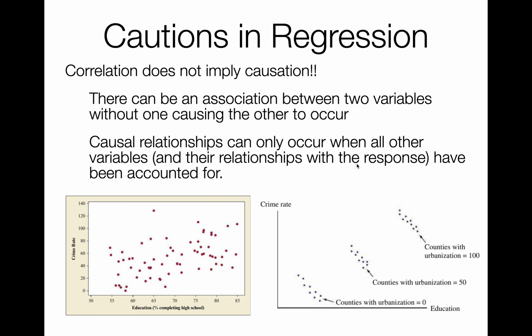So that's correlation does not imply causation, and this last example is what's called a lurking variable. It really changes how the relationship happens if you don't account for it. So that's the end of chapter 3.